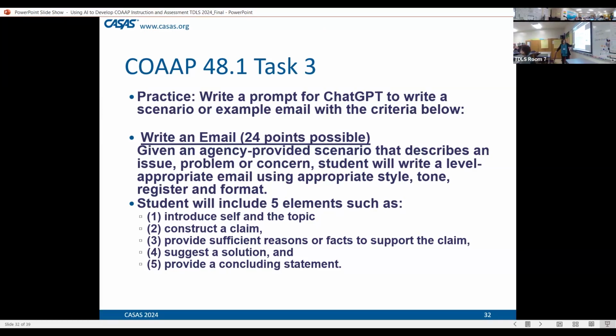Here are the elements. Introduce the self and topic, construct a claim, provide sufficient reasons or facts to support the claim, suggest a solution, provide a concluding statement. Do we have a topic here? An issue, problem, or concern. So let's brainstorm a little bit, what some issues, problems, or concerns. That would be 48, which is digital literacy.